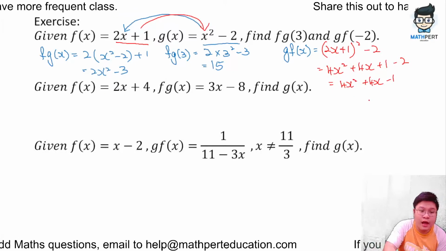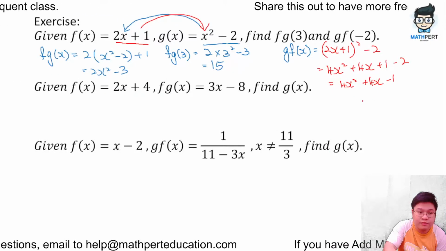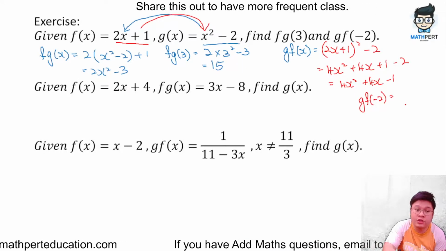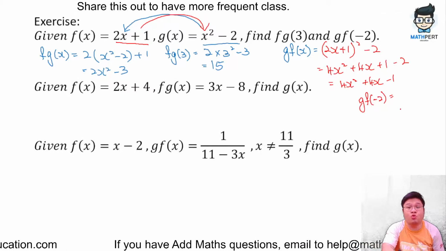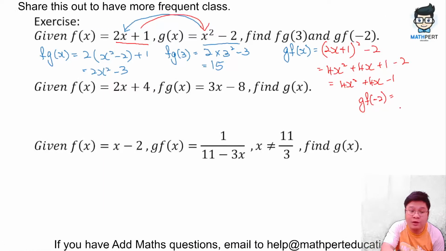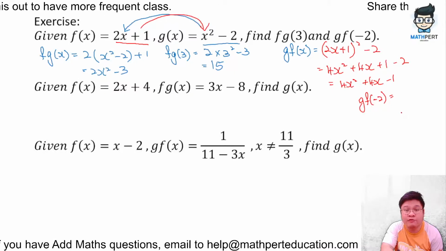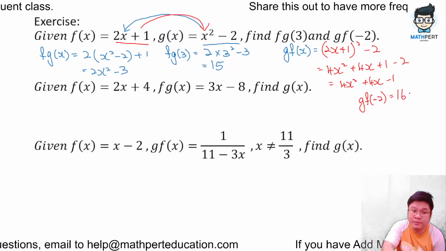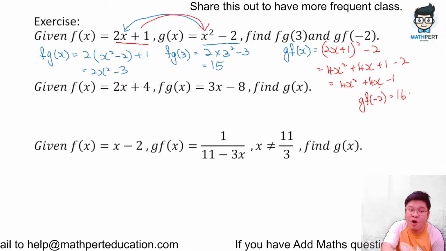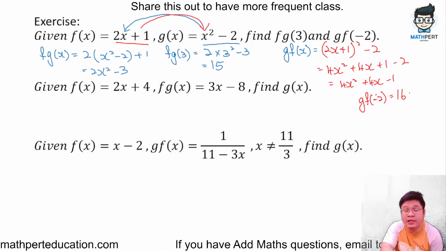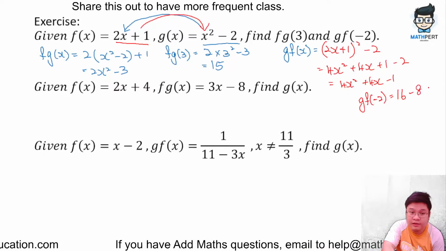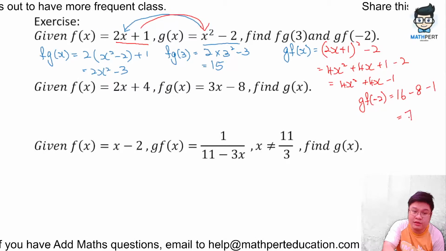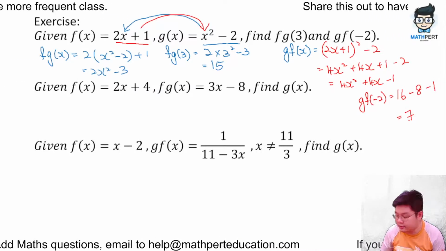Okay, so gf(negative 2), you are just substituting negative 2 into x. So 4 multiply x squared. Negative 2 squared will be 4. 4 multiply 4, 16. Then 4x, 4 multiply negative 2, you get negative 8. Minus 1. So you get 8 minus 1, 7. Right?